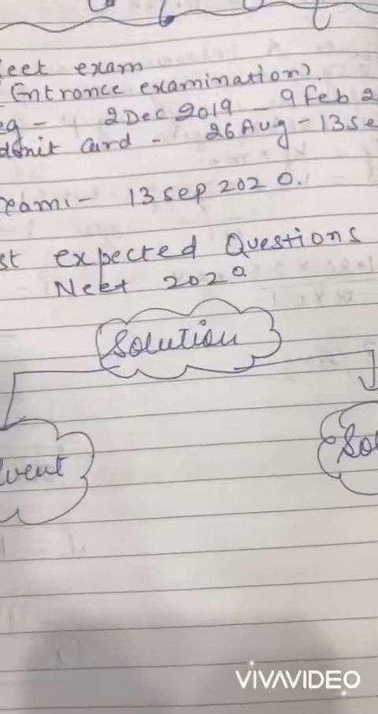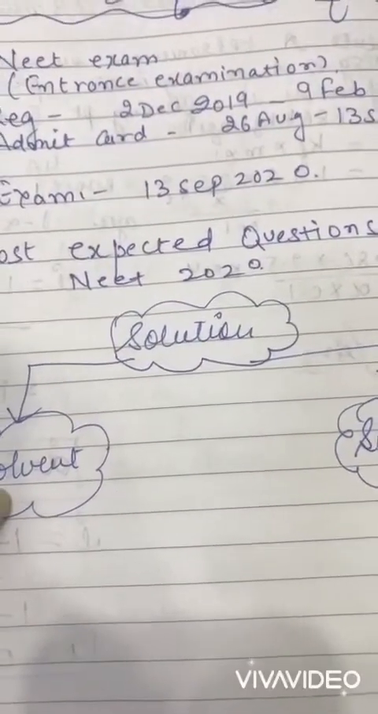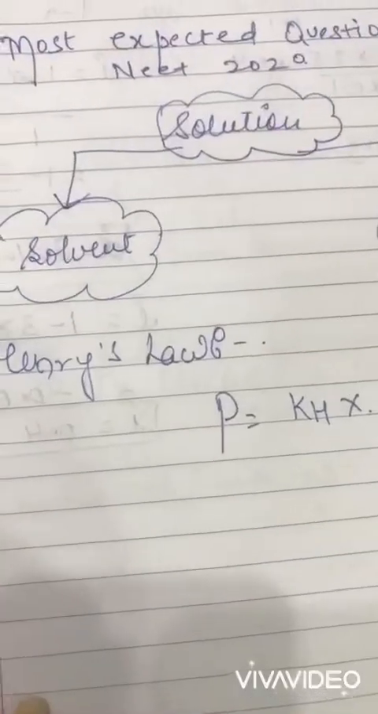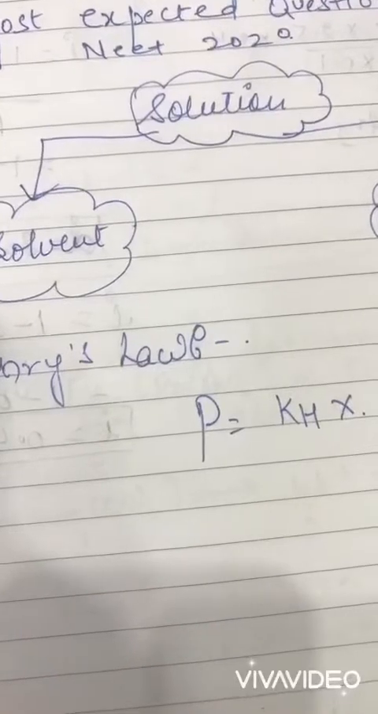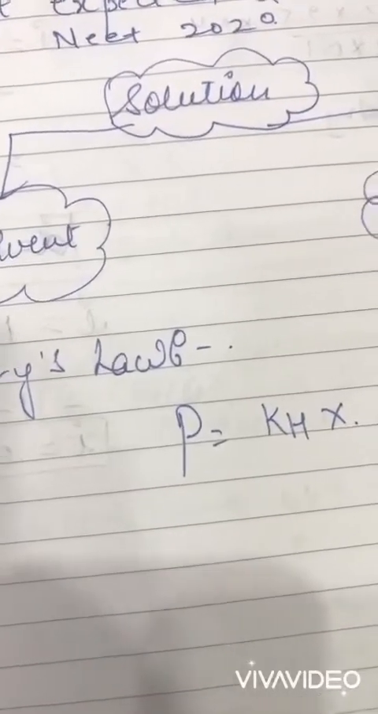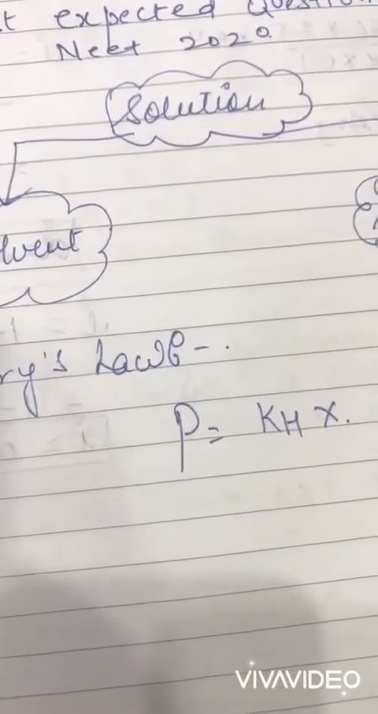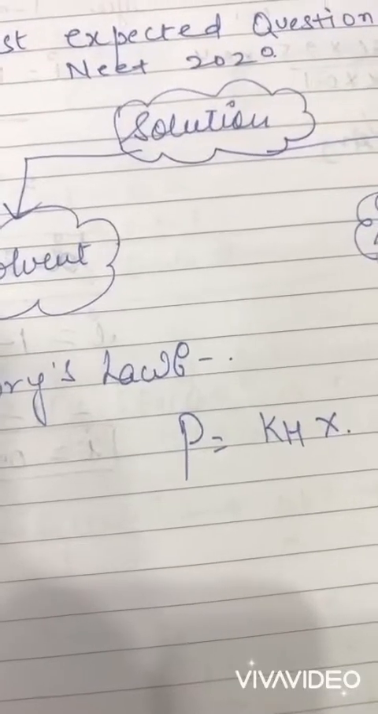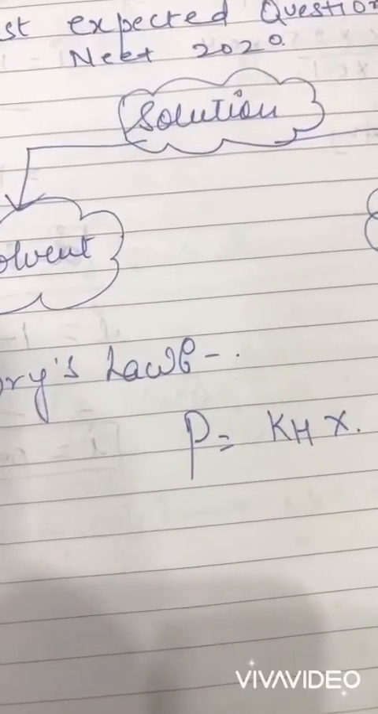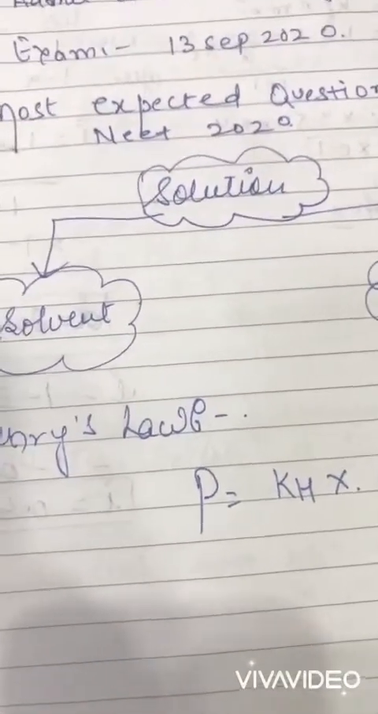So in today's lecture, I'm going to tell you about Henry's law, what do you mean by Henry's law, and some important questions. At a constant temperature, the solubility of a gas in a liquid is directly proportional to the pressure of the gas. Where P is the partial pressure, KH is Henry's law constant, and X is the mole fraction of gas in the solution. Now I'm going to tell you 5 most important questions.